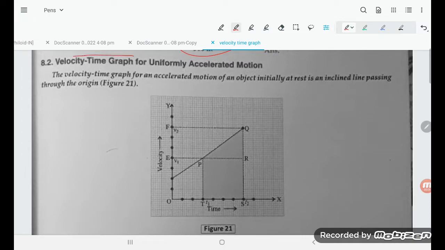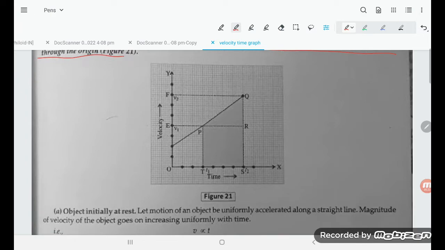Now, velocity time graph for uniform acceleration. The velocity time graph for accelerated motion of an object initially at rest is an inclined line passing through the origin.